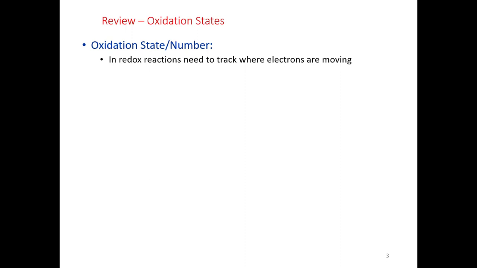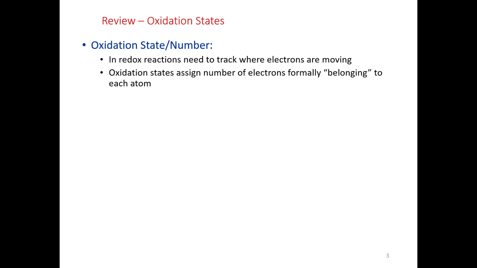So it is clear that in a redox reaction, it is important to keep track of where electrons are coming from and where they're going in order to properly identify the oxidant and the reductant. One way of doing this is through the use of oxidation states or oxidation numbers. Oxidation states assign the number of electrons belonging to each atom. It is a good system to do electron bookkeeping, essentially.